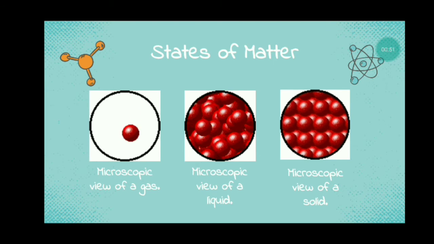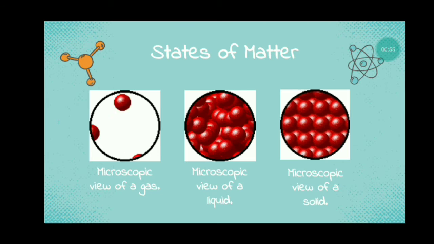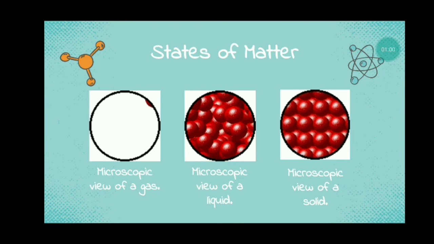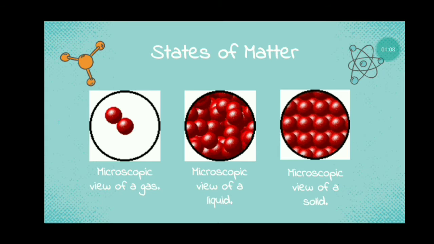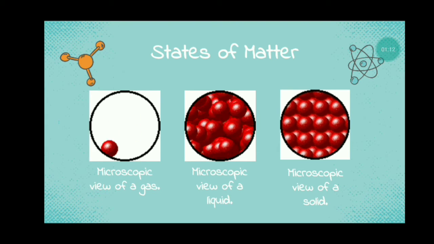The first one is the microscopic view of a gas. It is well separated with no regular arrangement. It can also move freely. The second one is the microscopic view of a liquid. It is close together with no regular arrangement. The particles are close to each other, but still they can move.